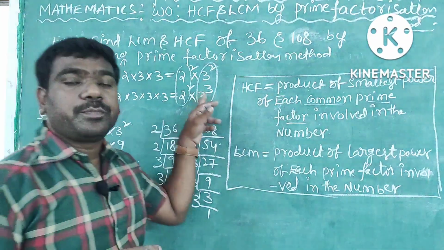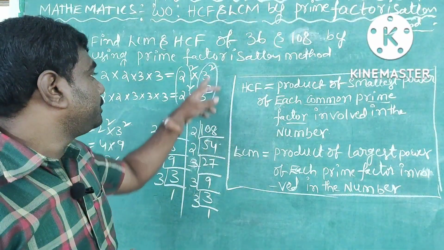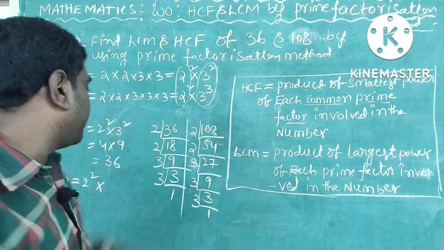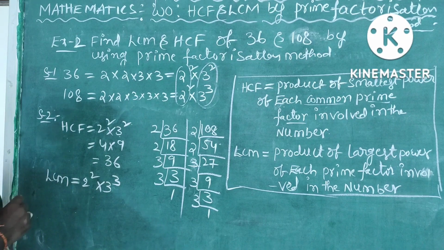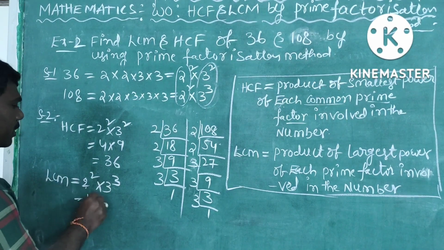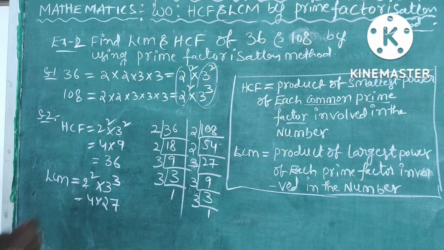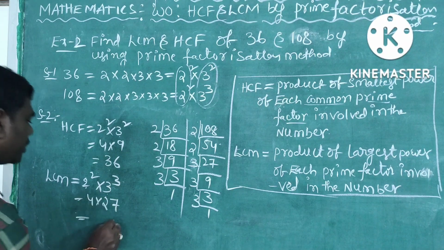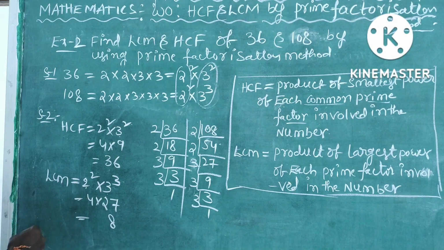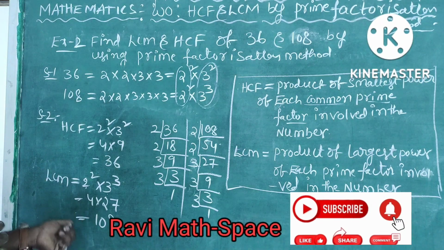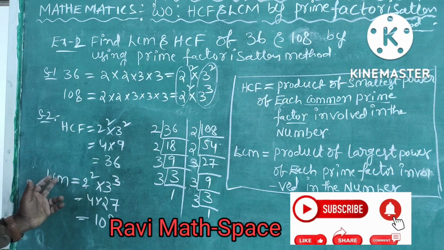Next is 3. In this, what is the highest power? Take that power, that is 3 power 3. Now what is the answer? 2 square is 4, 3 cube is equal to 27. Now multiply: 7 4s are 28, 2 carry 4, 2 4s are 8, plus 2 is 10. So the LCM is 108. So HCF is 36, LCM is 108.